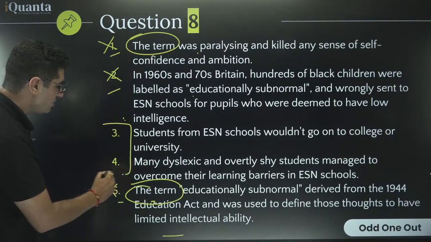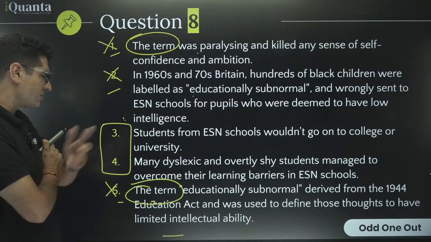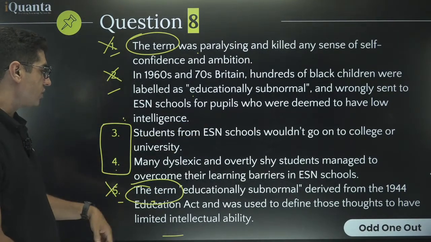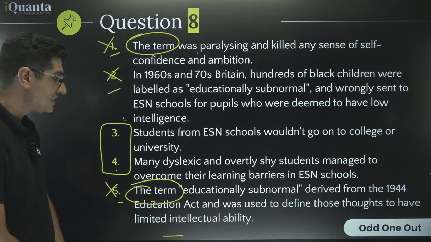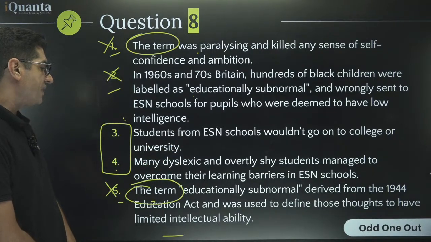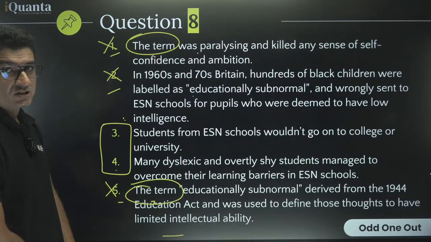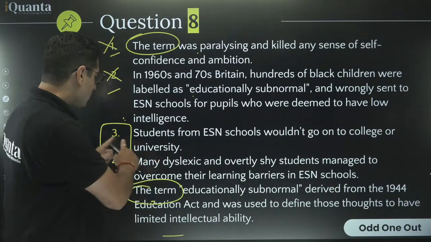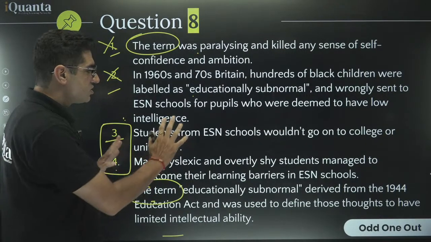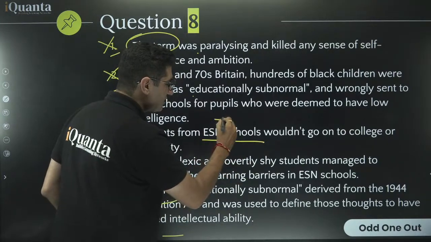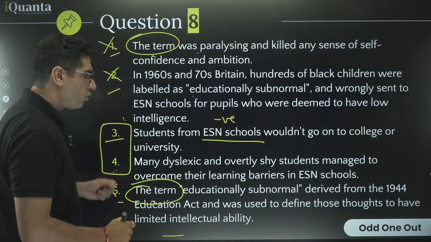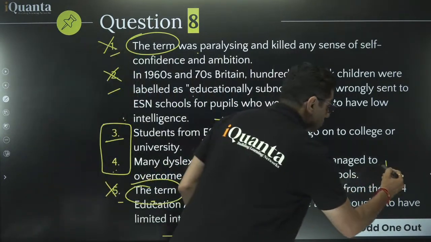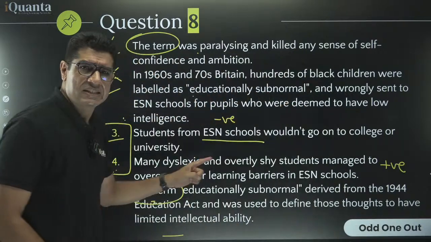Our choice is essentially between 3 and 4. Now let's look at these. Students from ESN schools would not go on to college or university. Fourth, many dyslexic and overtly shy students manage to overcome their learning barriers in ESN schools. Now, I noticed something. When I look at 3, it is negative towards ESN schools. When I look at 4, it says that, hey, it helped certain types of students. So 4th is positive towards ESN schools.